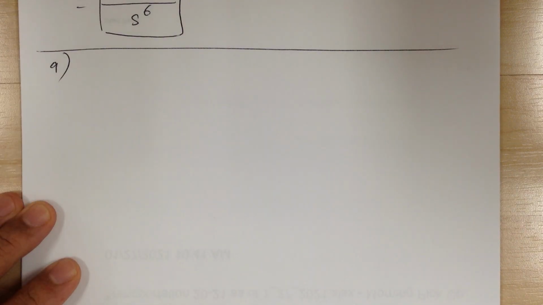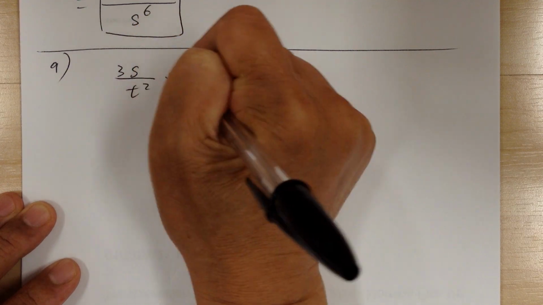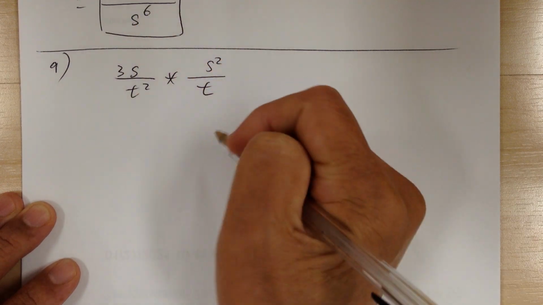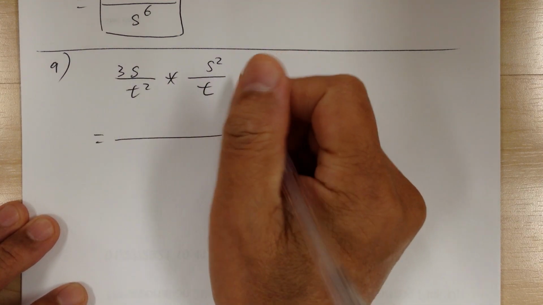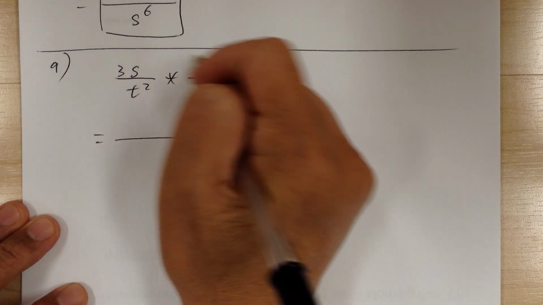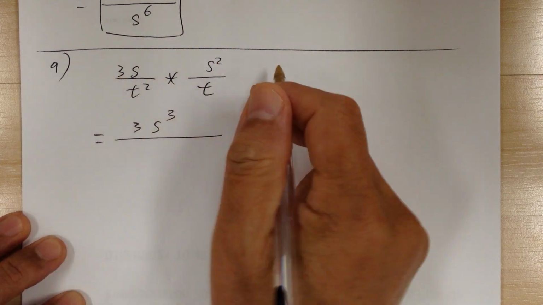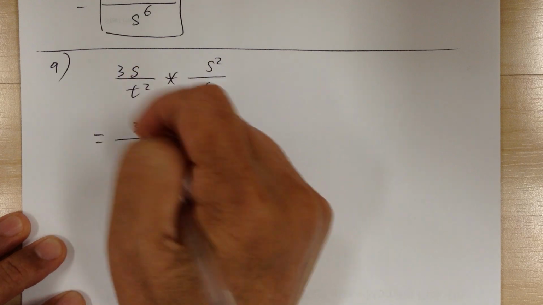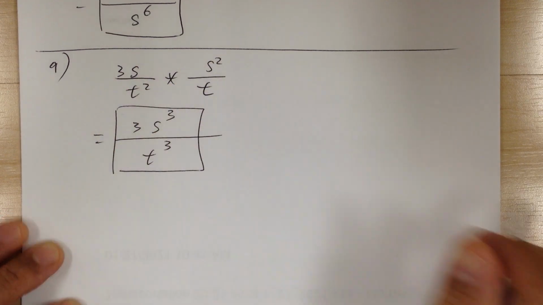Okay, number 9. You have 3s over t squared times s squared t. So that's going to multiply. There's nothing to cancel, so just multiply all the numerator together, so it'll be 3s cubed. And multiply the denominator together, so t squared times t will give you t cubed. And that's it.